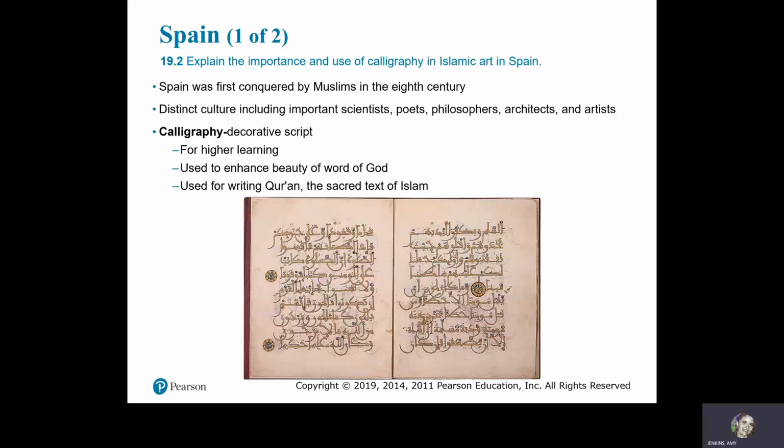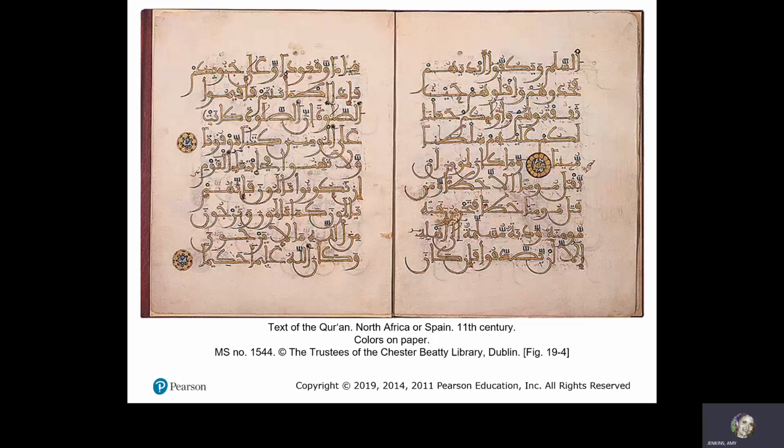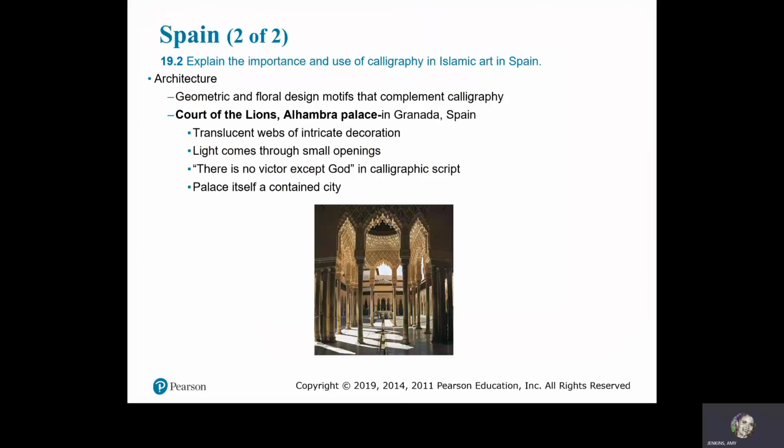It's used for writing the Quran, the sacred text of Islam. The text of the Quran, North Africa or Spain, 11th century, colors on paper. The architecture of Spain has geometric and floral design motifs that complement the calligraphy.